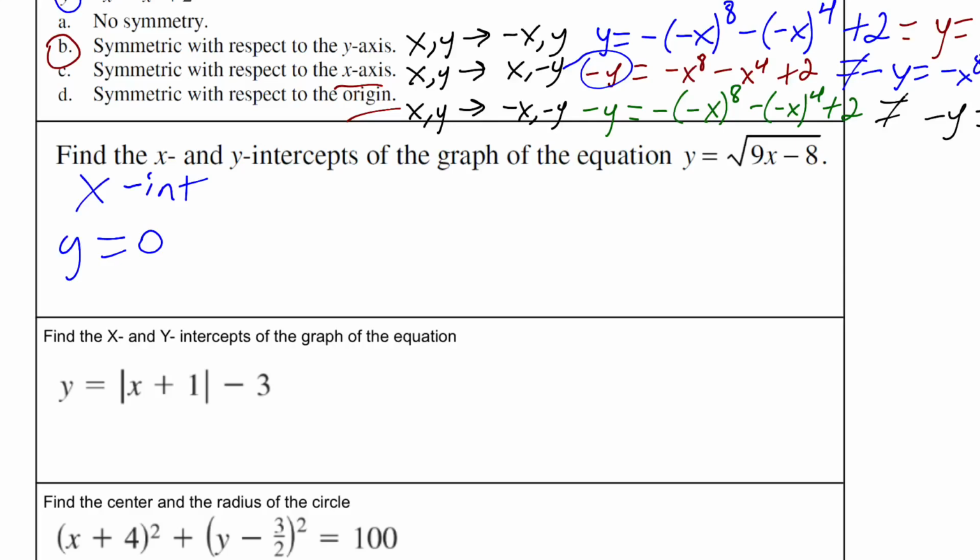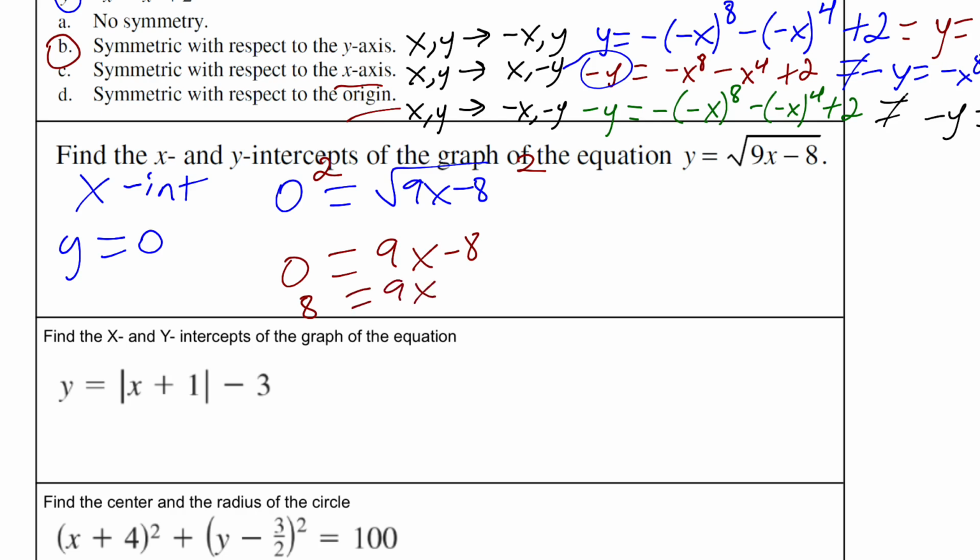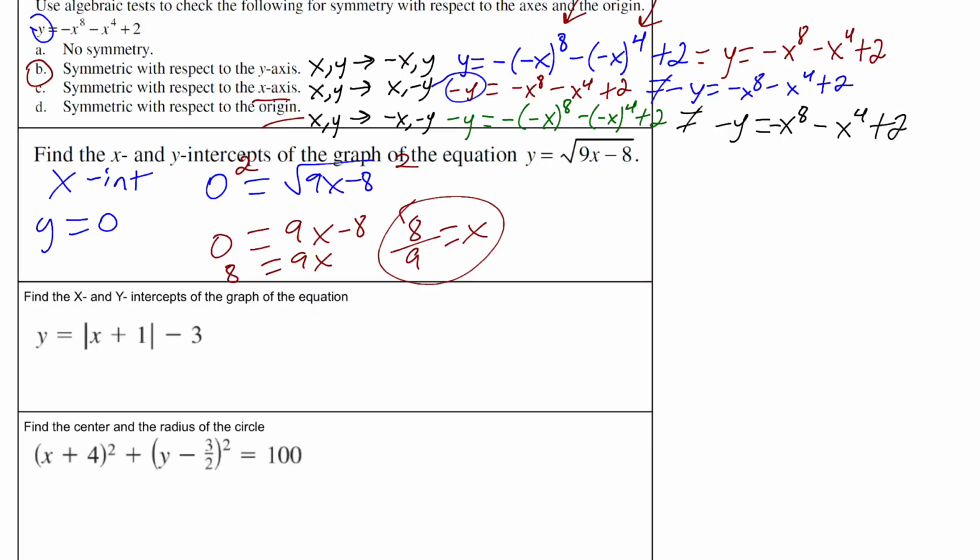To find the x-intercept, we're going to plug in 0 for y. So that tells us that 0 is equal to the square root of 9x minus 8. If I square both sides, I get that 0 still is equal to 9x minus 8. If I add 8 to both sides, and then I divide by 9, I get that 8/9 is equal to x. That's my x-intercept.